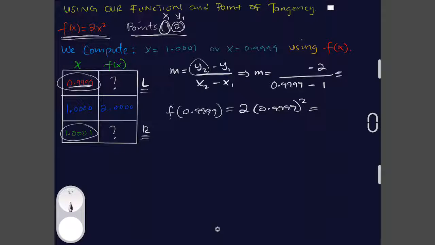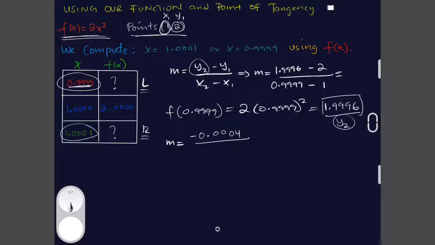So if we plug that into a calculator, we see that 0.9999 squared times 2 is 1.9996. This is the value of our function. This is y2. So this tells us that m is equal to 1.9996 minus 2, which is negative 0.0004.